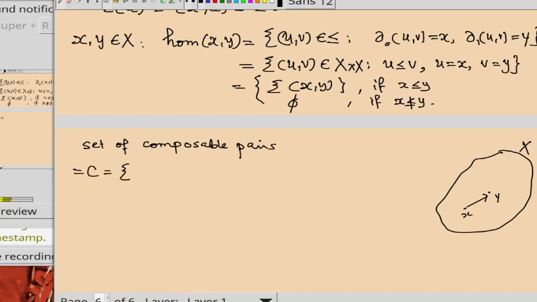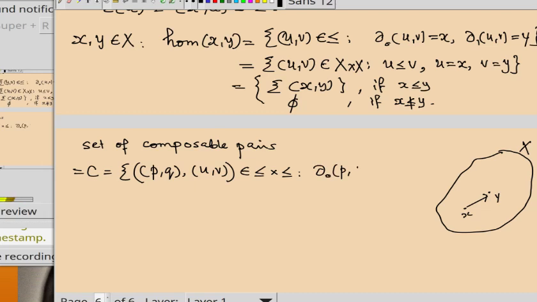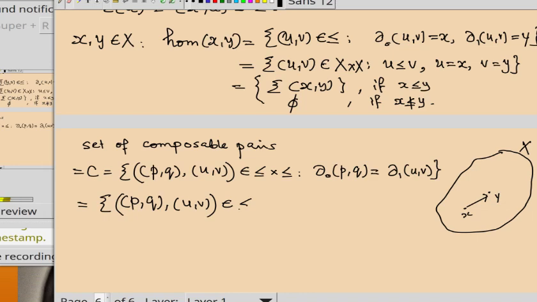Say C. So by my definition, it is from such that partial 0 of PQ is partial 1 of U. So this means this is PQ UV in... let me simplify this statement.